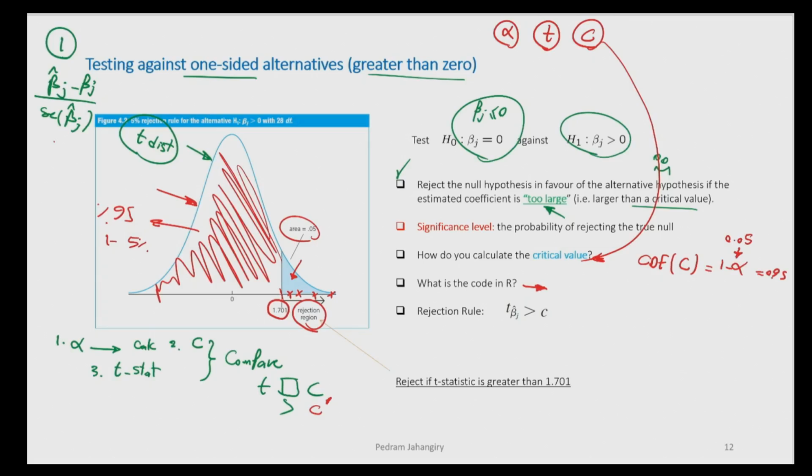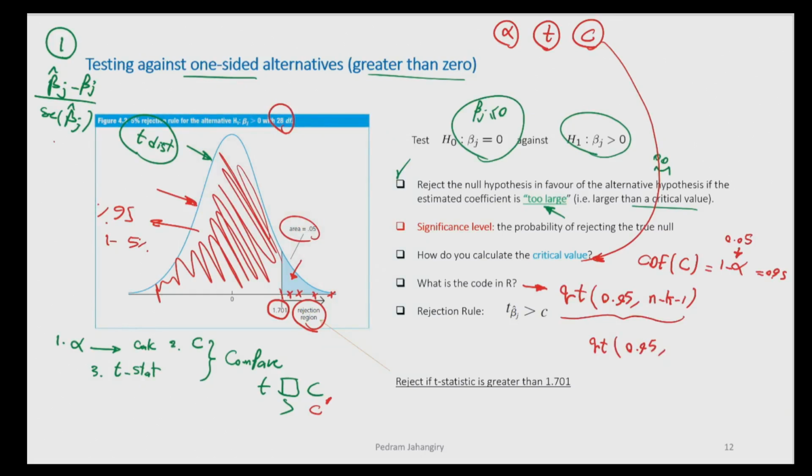Do you remember we have the Q function, T and P? For CDF we use P, for quantile we use Q. So we use Q, the distribution T, and then the area to the left, 0.95. And for the T distribution I need to put the degree of freedom as well, n minus k minus 1. So if you type this in R, I want you to give it a try. 0.95, and the degree of freedom in this example is 28.